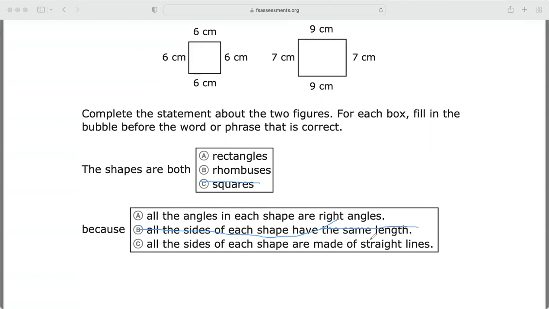All the sides of each shape are made of straight lines. That isn't a criteria for a square or a rectangle or a rhombus, so I'm crossing that one out. So we know that A is... coloring in my answer choice there. All the angles are right angles. So does that make it a rectangle or a rhombus?